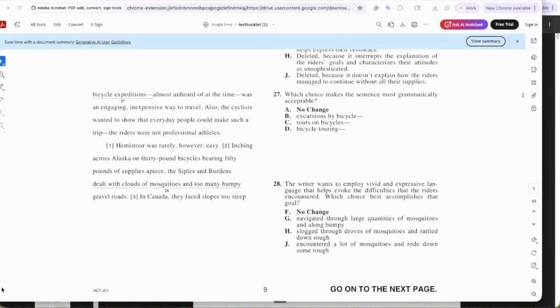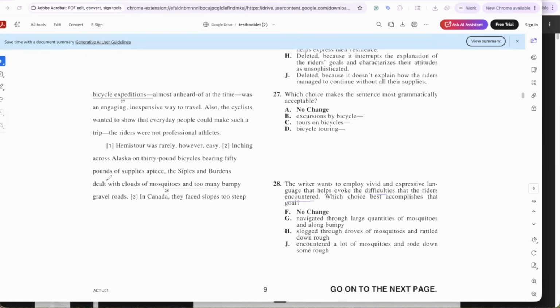So it says 28, the writer wants to employ vivid and expressive language that helps evoke the difficulties, there's a keyword, that the writers encountered. So we're looking for vivid and expressive language. We're looking for things that are descriptive and like difficulties. So that's kind of our 2 things we're looking for.